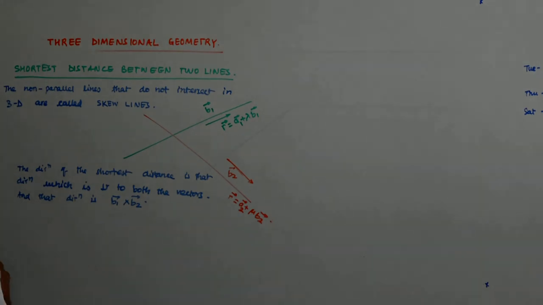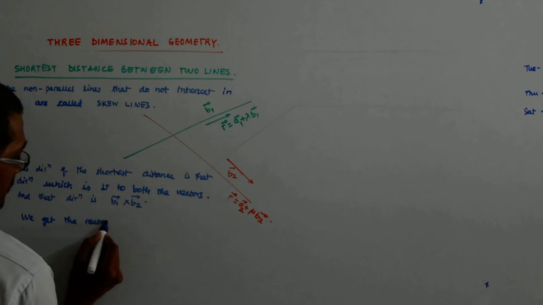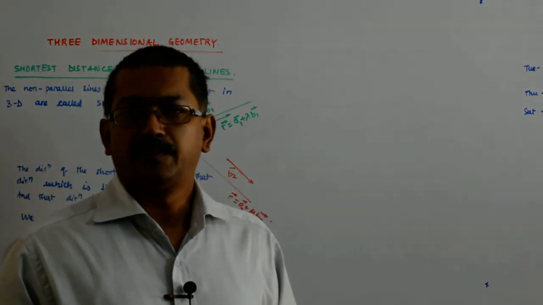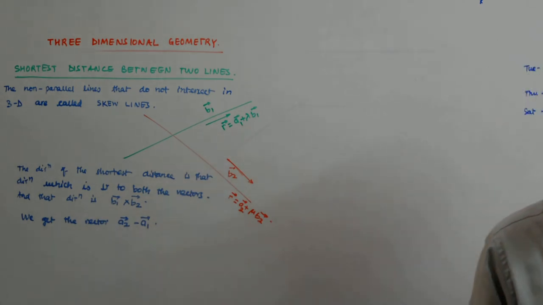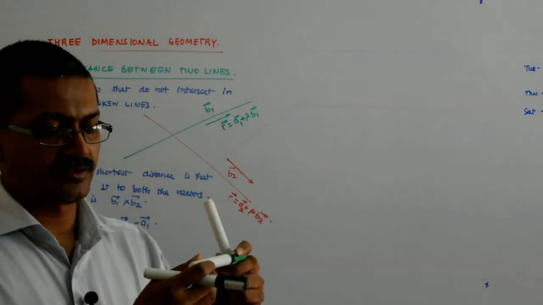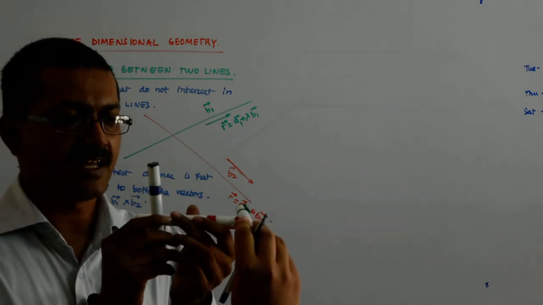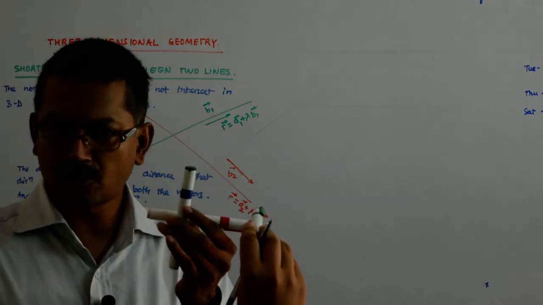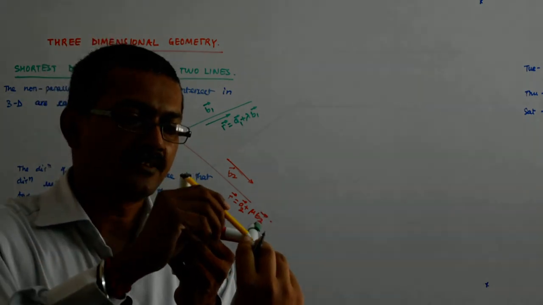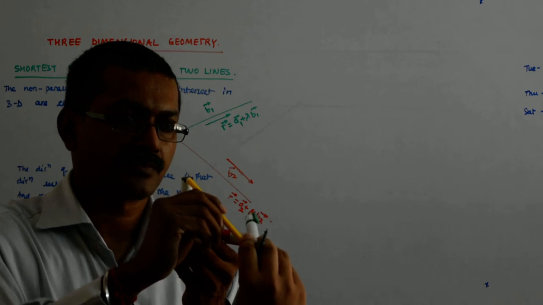So we get the vector a2 minus a1. Now what happens if I get a2 minus a1? What happens? Again, hold this. So this was like that, this like this. I have this as my direction of the shortest distance. And this yellow pen as a2 minus a1. Okay, a2 minus a1. Do we see that?